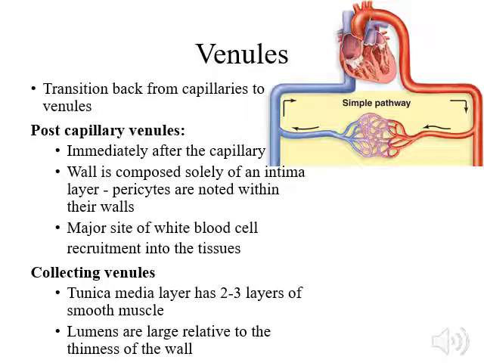Moving on now from the postcapillary venules, the blood then drains into the collecting venules. The collecting venules indeed do contain a tunica media layer with roughly 2 to 3 layers of smooth muscle. The characteristic feature of a venule is that its lumen is quite large relative to the thinness of its walls.